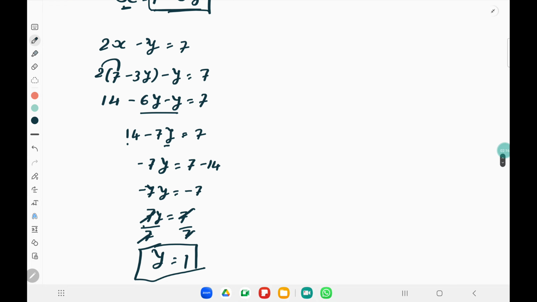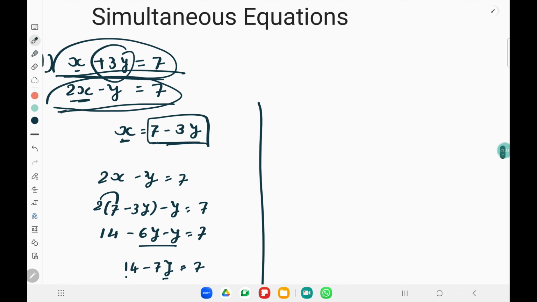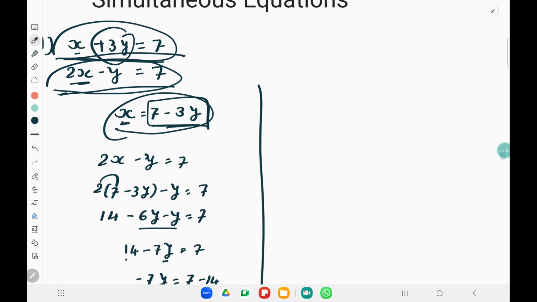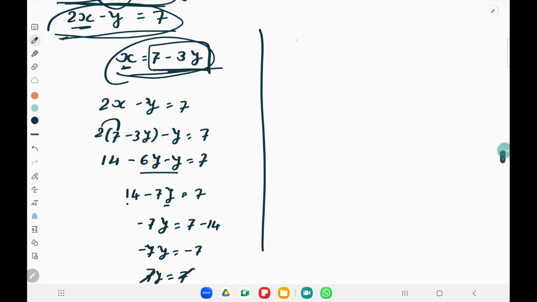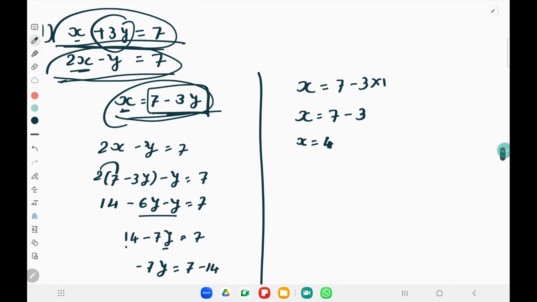Okay, now we know the y value, right? So you can take either this equation or this one, whatever you wish. I select this one to find the x value. Okay, so x equals 7 minus 3 times the y value we found, 1. Okay, that I will put here. So x equals 7 take away 3 times 1, which is minus 3, x equals 4, the x value is 4.